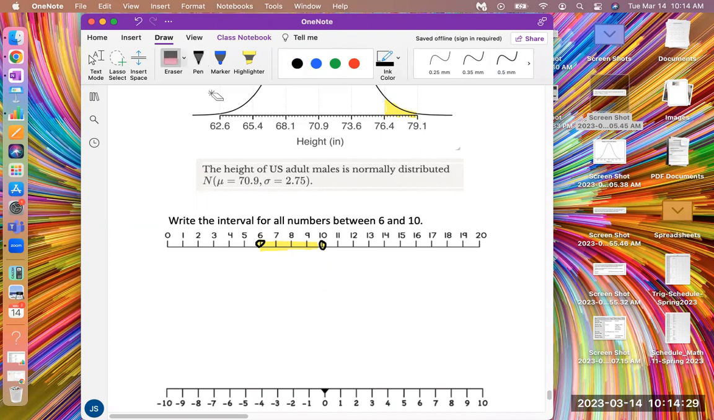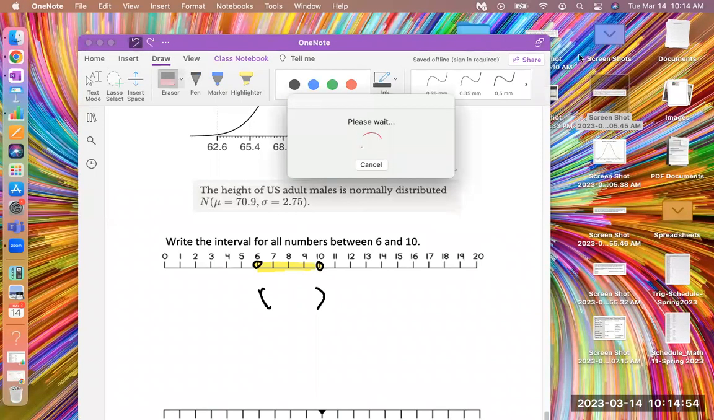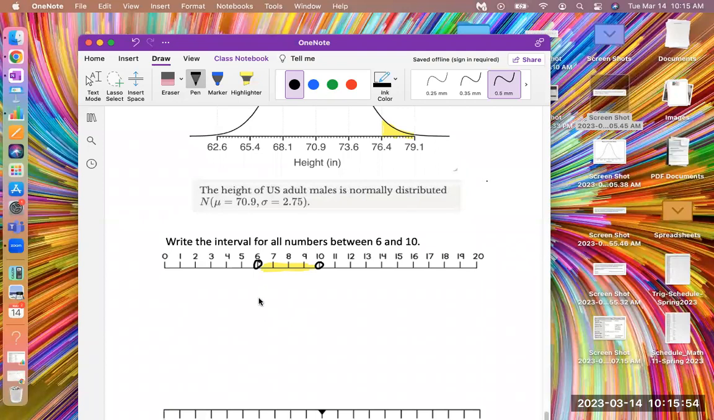I'm not going to stress about that because it's not important to us, but I'm teaching you correctly. So we're just going to say that it does not include 6 and 10, so that I can just use this interval notation. In interval notation, I would put it in parentheses, and then the smaller number needs to go first.